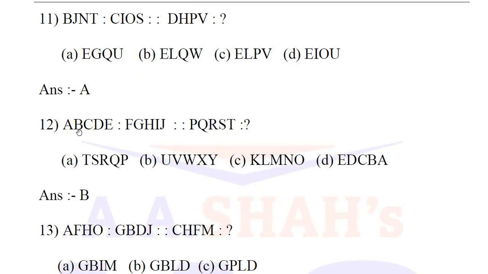12th question. You have here A, B, C, D, E. Then F, G, H, I, J. Okay, this is a continuous pair, you can see. Now you have P, Q, R, S, T. Then what next? Definitely it has to be U, V, W, X, Y. Why? Because the letters of the second part are consecutive of the first part. So that's why this is continuous, and the option would be the B option, U, V, W, X, Y.